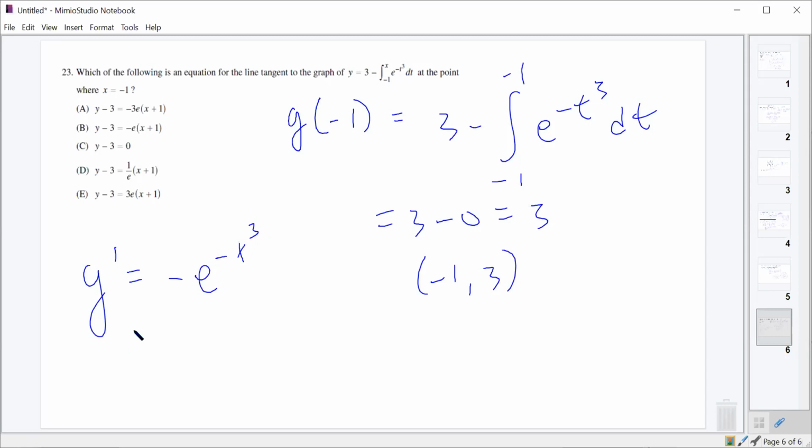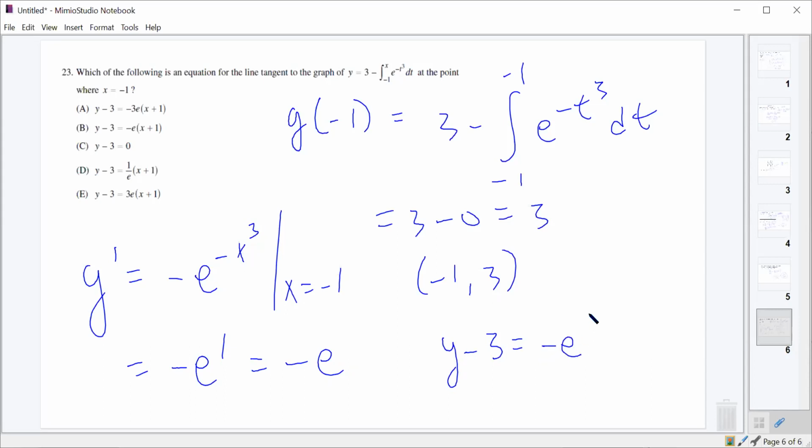And when x equals negative 1, that ought to be negative e to the, well, negative 1 cubed is negative 1, and it's negative negative 1. So that should be e to the positive 1, or just negative e. So our equation ought to be y minus y1 equals slope times x minus negative 1, or x plus 1. y minus 3 equals negative e times x plus 1.